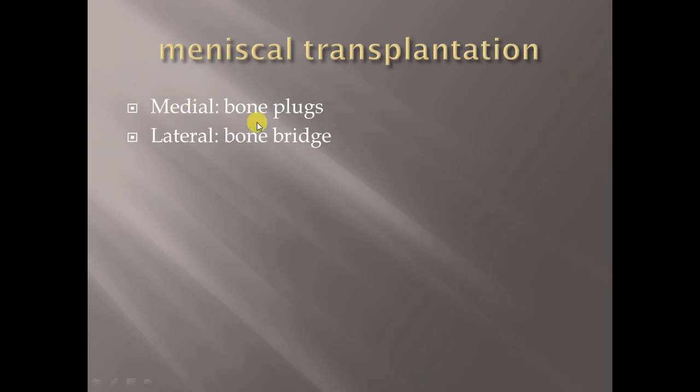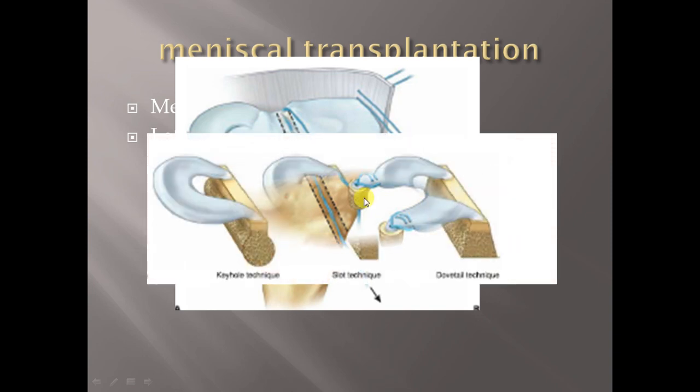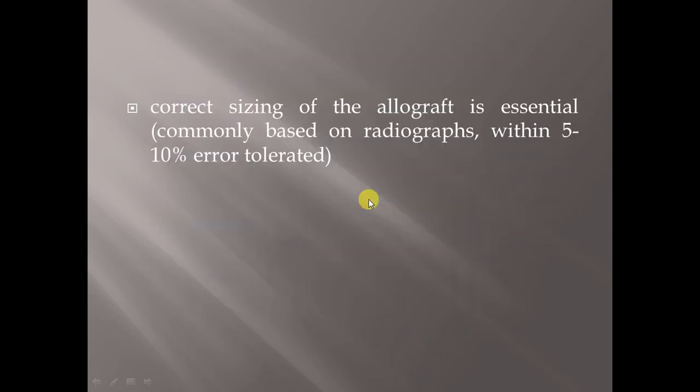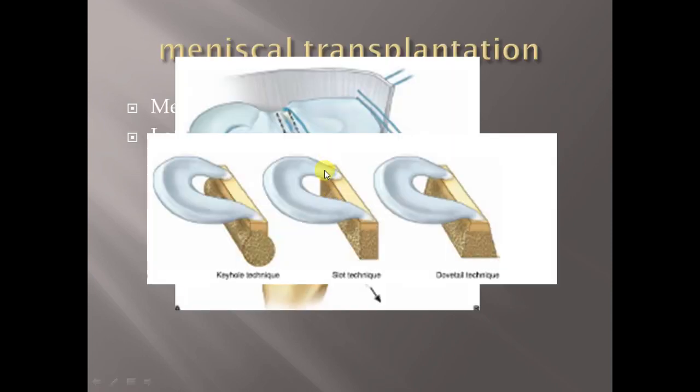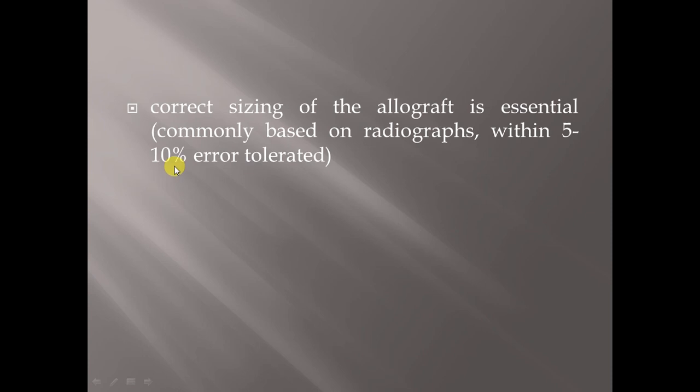For meniscal transplant, use a bone plug on the medial side, because the anterior and posterior horns are farthest away from each other. On the lateral side you can use a bone bridge because they are nearest to each other. This is the example of a bone block of the medial meniscus, and this is the example of a bone bridge of the lateral meniscus. Correct sizing of this graft in relation to the transplanted knee is the most critical step. Within 10% error can be tolerated. So there are 3 things only I want you to know about transplant: medial side plugs, lateral side bridges, and correct sizing is essential.